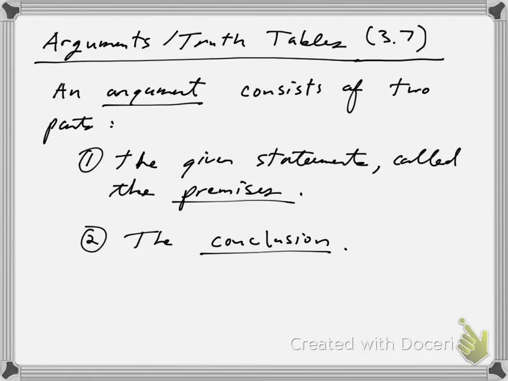Okay, class, we're going to actually skip section 3.5. We're going to go right to section 3.7 today. So I will not have section 3.5 in the homework. We're going to start section 3.7 here. So today we're going to talk about arguments and truth tables.